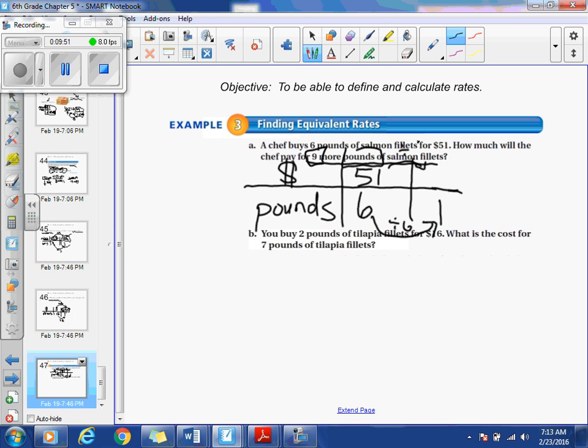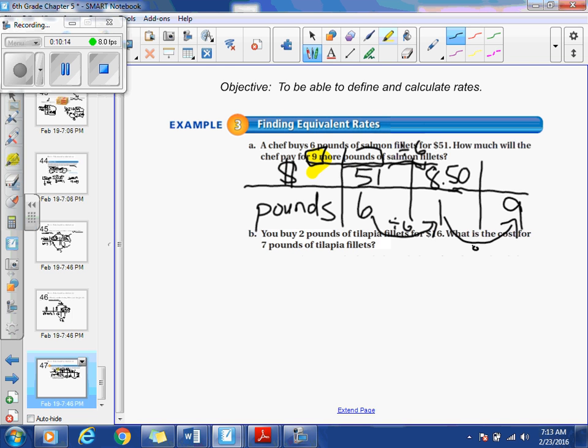So we say, okay, we're dividing our number of pounds by 6. So we should divide what we pay by 6. We should only pay 1/6 of the cost if we're getting 1/6 of the salmon. So 51 divided by 6 is 8.5. So $8.50 for 1 pound. Now the real question is, how much will 9 pounds cost?